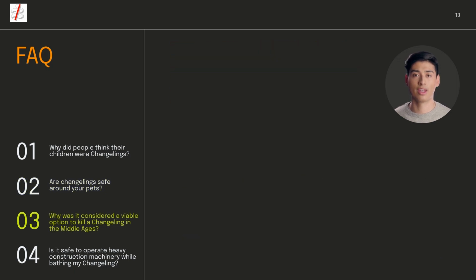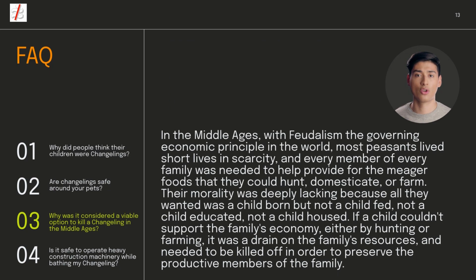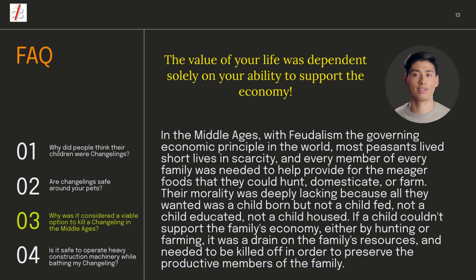Why was it considered a viable option to kill a changeling in the Middle Ages? In the Middle Ages, with feudalism the governing economic principle in the world, most peasants lived short lives in scarcity, and every member of every family was needed to help provide for the meager food that they could hunt, domesticate, or farm. Their morality was deeply lacking because all they wanted was a child born but not a child fed, not a child educated, not a child housed. If a child couldn't support the family's economy either by hunting or farming, it was a drain on the family's resources and needed to be killed off in order to preserve the productive members of the family.